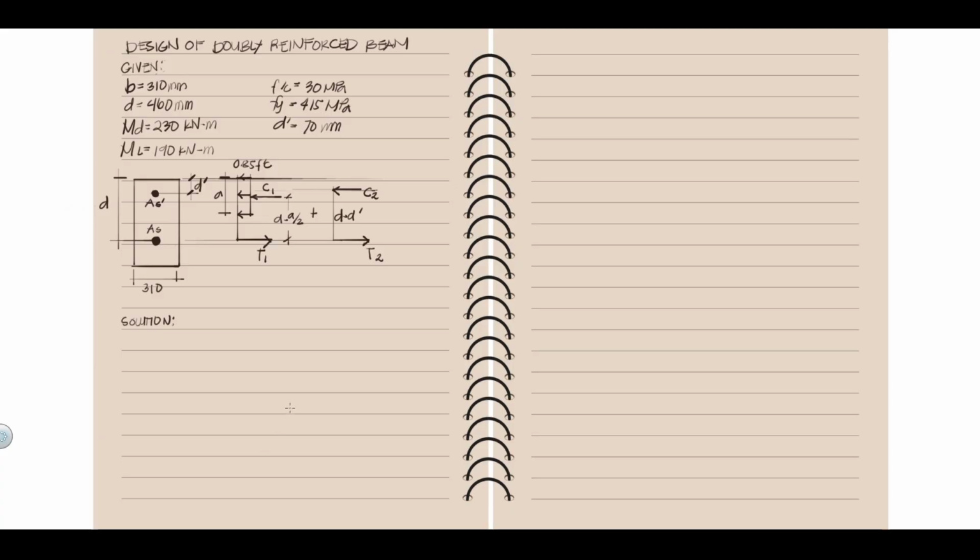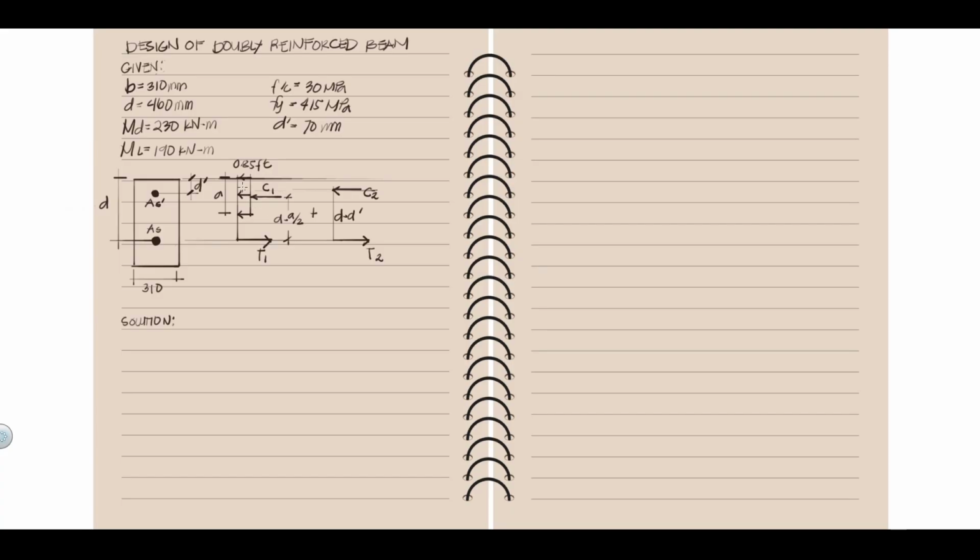Today we're going to discuss another example for the design of a doubly reinforced beam. Last meeting, we introduced how to design a doubly reinforced beam. So we will have another example. As you can see here, we have the given for our problem.